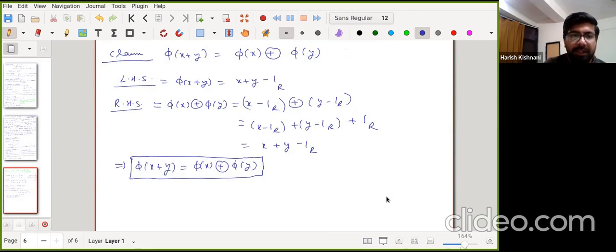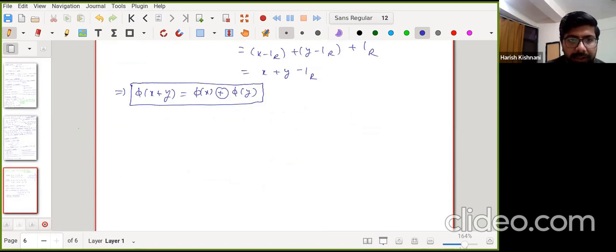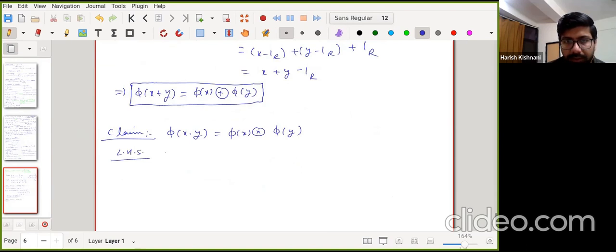Okay, so if it is clear, then let's move to the next claim, that phi of x dot y is phi of x dot phi of y. So what is the LHS? LHS is phi of xy, which is just xy minus identity of R, by the definition of this phi. What is the RHS? RHS is phi of x multiplied with phi of y.